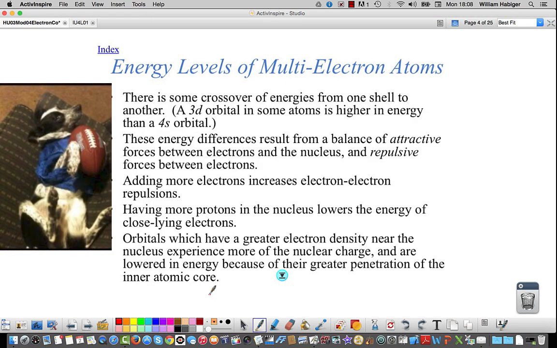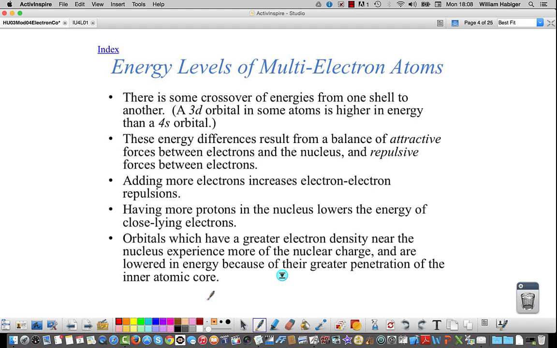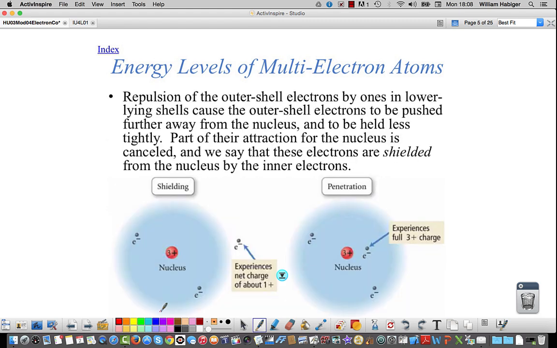So what is the difference between atoms with one electron and atoms with multiple electrons? Well, that's a good question, Bandit. The difference comes from the added repulsive forces between the negatively charged electrons. Remember, opposites attract, so like charges repel. The outer electrons are pushed further away from the nucleus by the repulsion of the inner electrons, thus weakening the attractive force between the nucleus and the outer electrons.